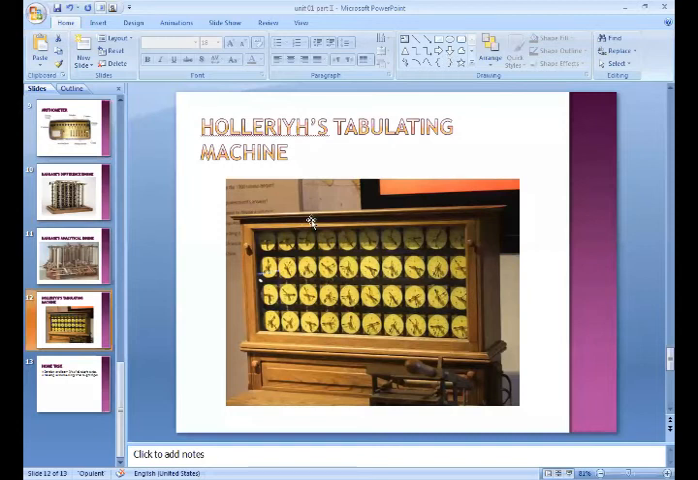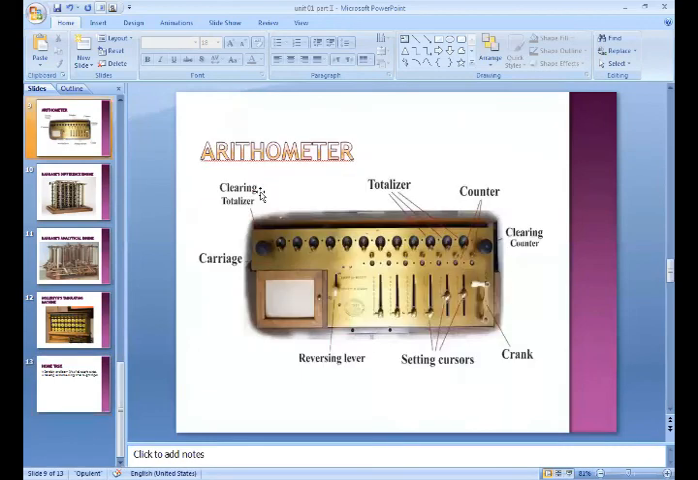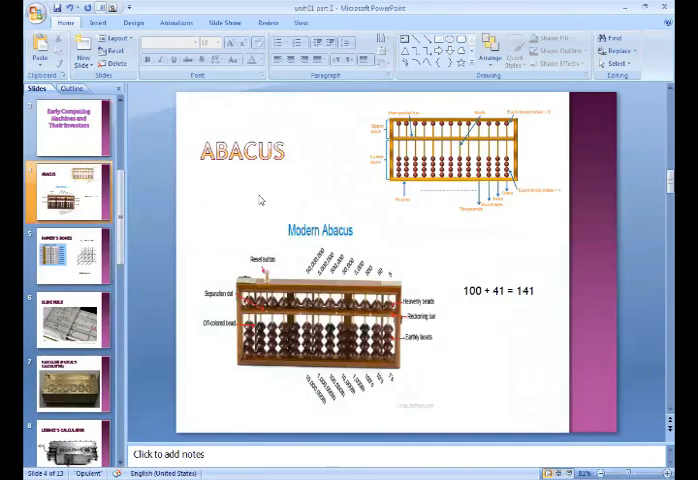Okay, now here is the abacus. Abacus is a Latin word derived from the Greek word abax, which means a calculating table. It is the first mechanical calculating device. It is used for addition, subtraction, and counting. It is also known as a counting frame. Its invention was in the 12th century in China. There are three types of abacus: Chinese abacus, Japanese abacus, and modern abacus.